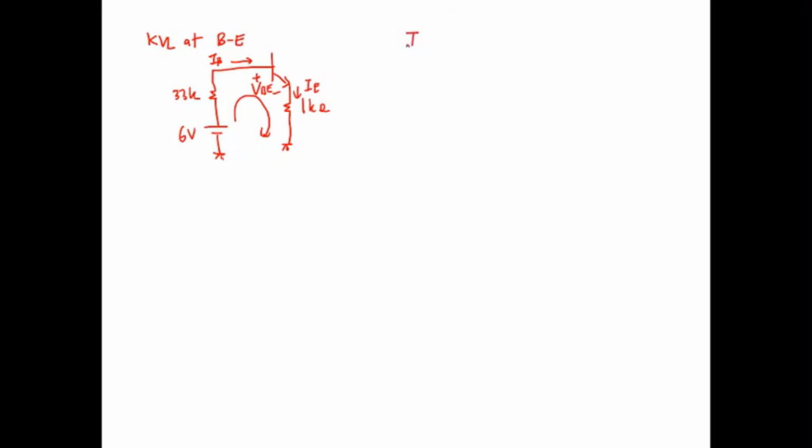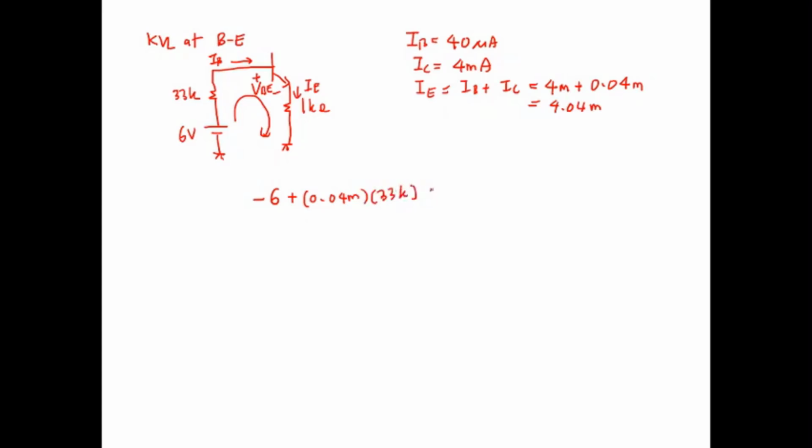The base current is equal to 40 microampere. IC is equal to 4 milliampere. So IE is equal to IB plus IC, which is 4 milli plus 0.04 milli, so we call it 4.04 milli. We do the KVL: minus 6 plus IB, which is 0.04 milli times 33k, plus VBE, plus IE, which is 4.04 milli times 1k, equal to 0.